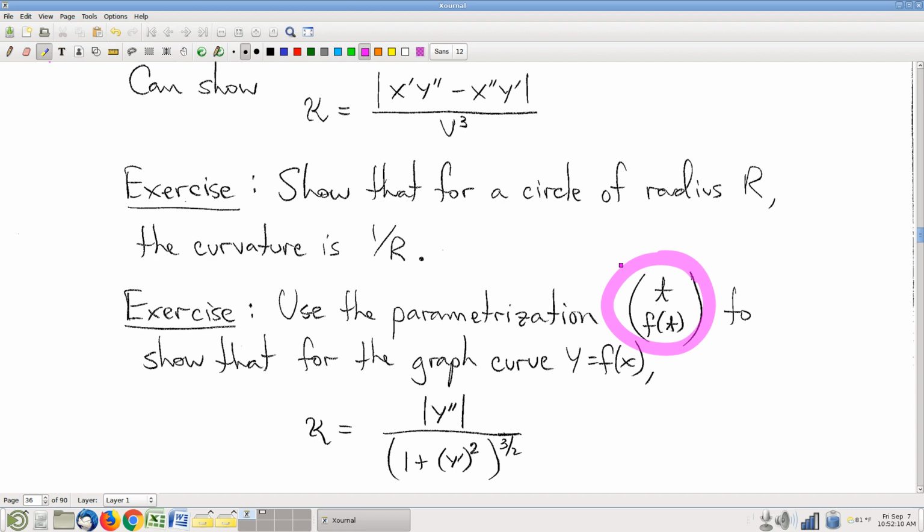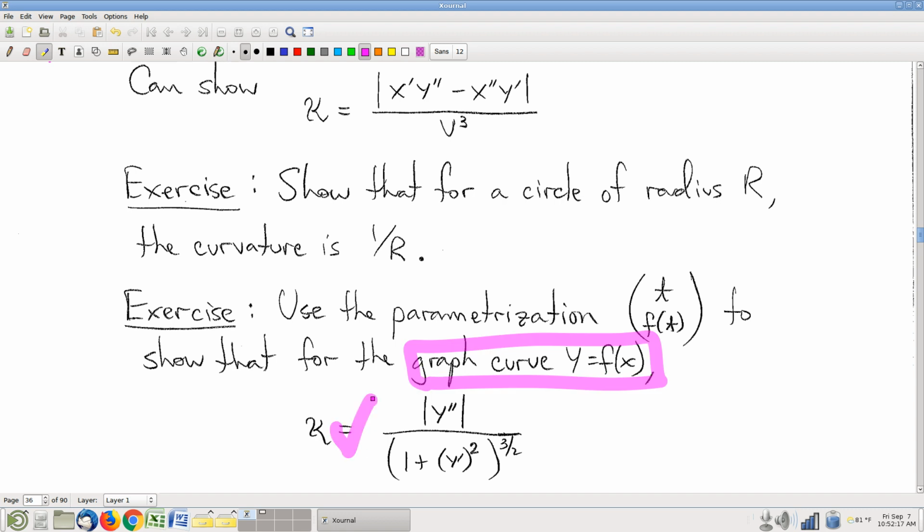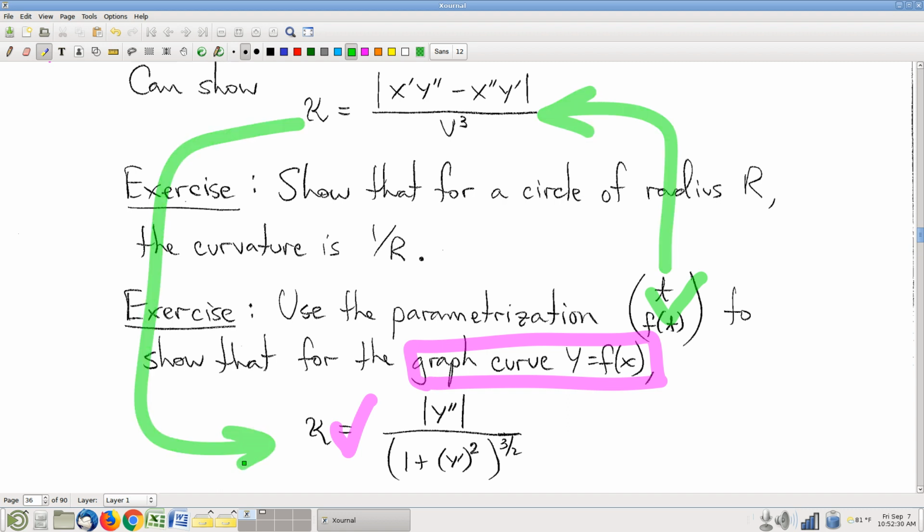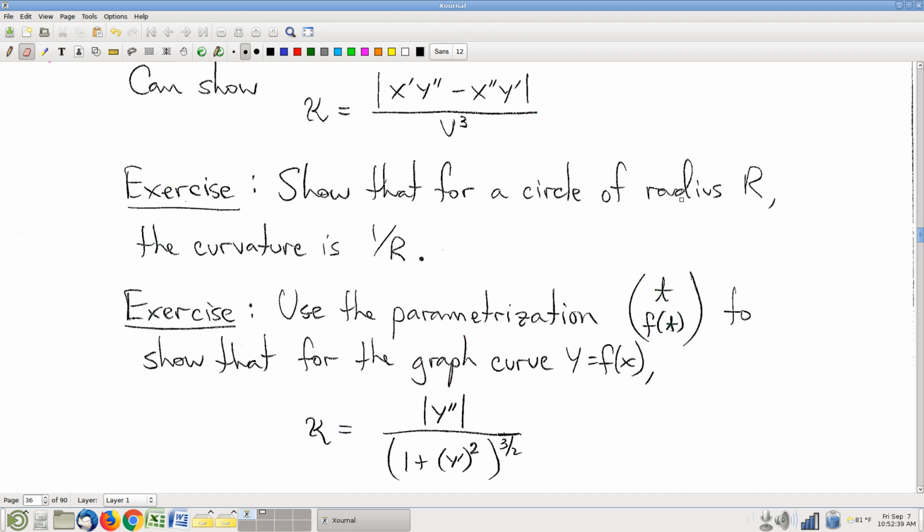Anyway, this is our first experience with it, and I want you to use that to show that if you're looking at a graph curve, then this is the formula for curvature. Now, how are you going to check this? You're going to check this by first observing that it parameterizes the curve in question, and we have a formula for curvature from a parameterization. You're going to plug in and confirm that you get this formula down here as a result. Okay, so nice exercise. Please make sure you can do that as well. It's a good little bit of mathematical weightlifting.